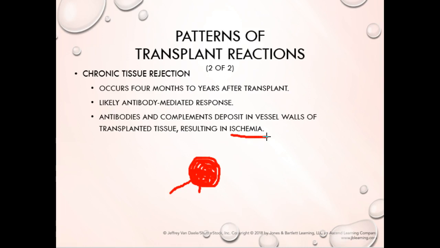Obviously, any viable tissue in the body needs a blood supply, unless it's something like cartilage. Cartilage doesn't need a direct blood supply. All other tissues will need a blood supply if they're a living tissue. So that could damage, obviously, that transplanted tissue that we have in that patient.